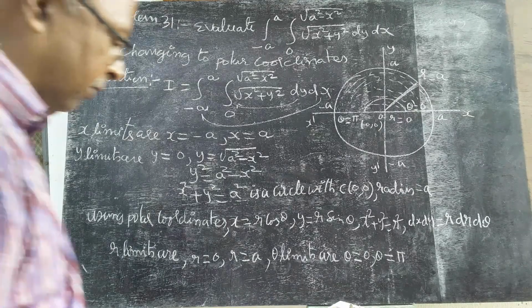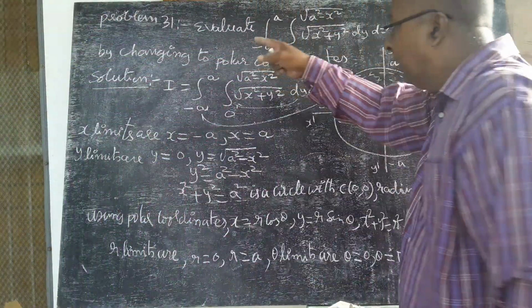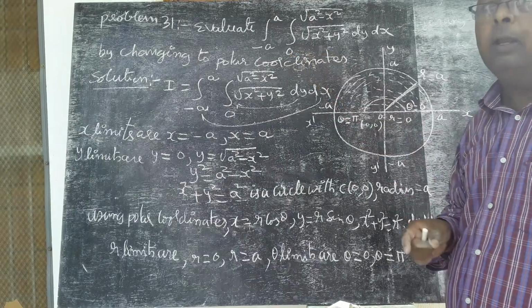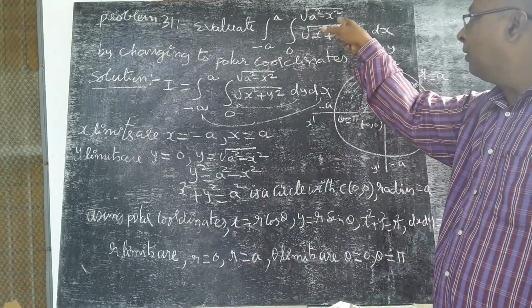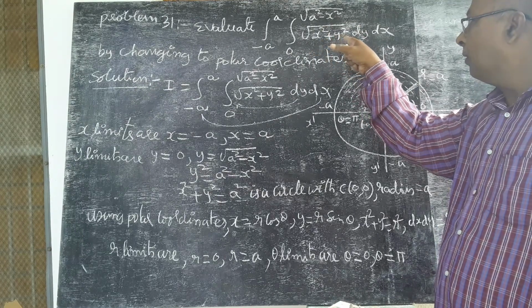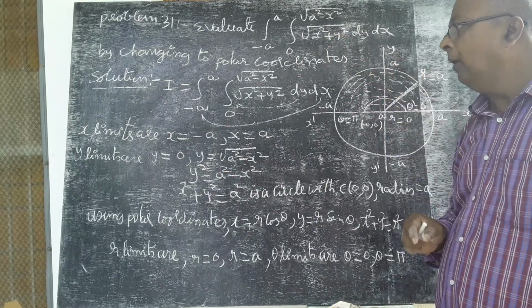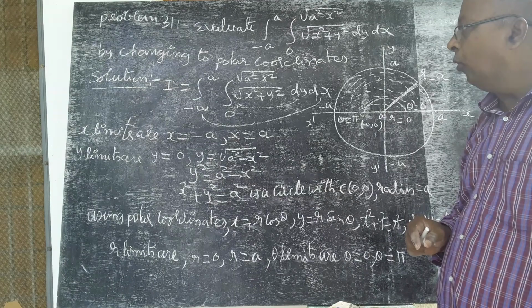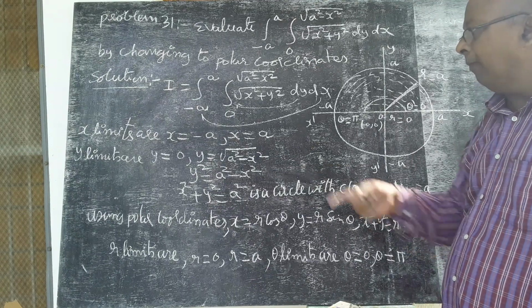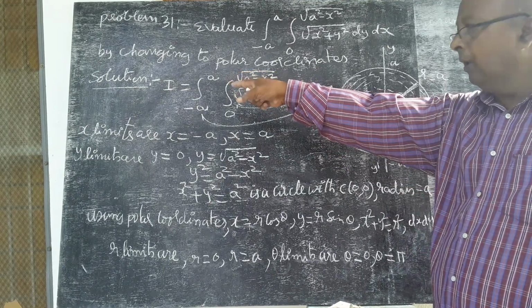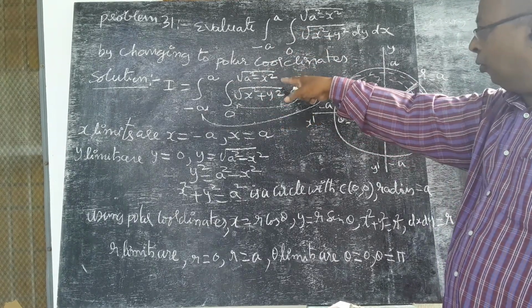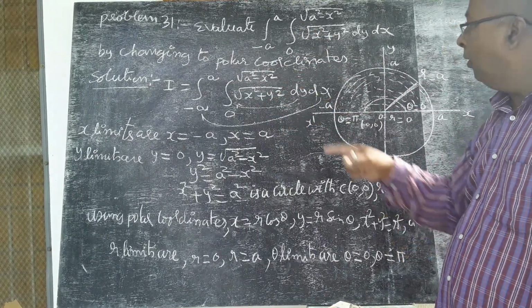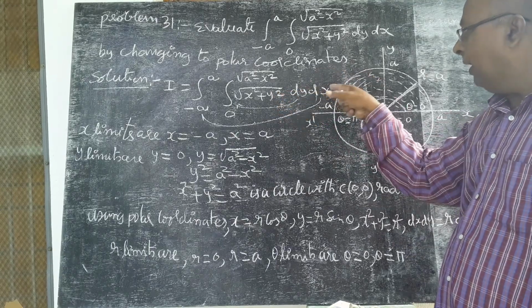So problems continuation. Problem 31. Evaluate integral minus a to a, 0 to root over a square minus x square, root over x square plus y square dy dx by changing to polar coordinates. Solution. I is equal to integral minus a to a, 0 to root over a square minus x square, root over x square plus y square dy dx.